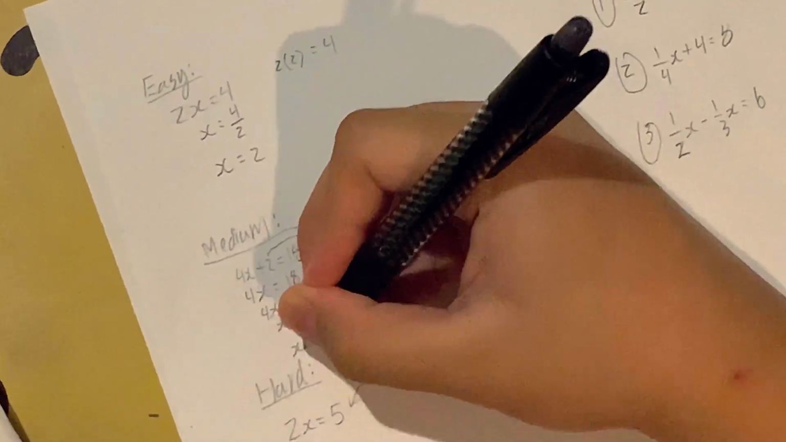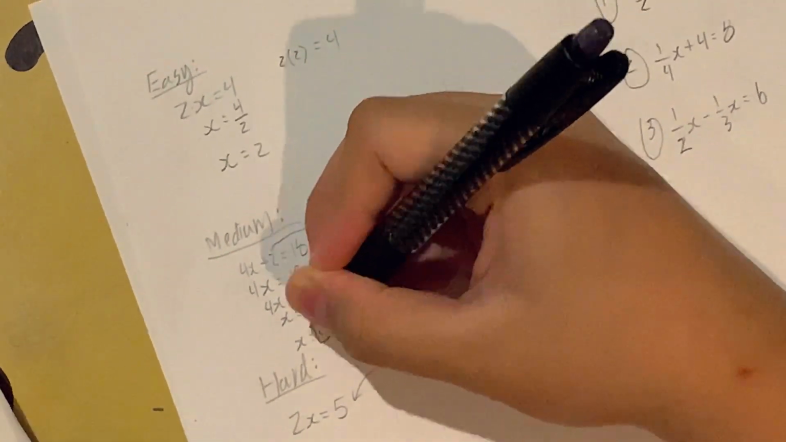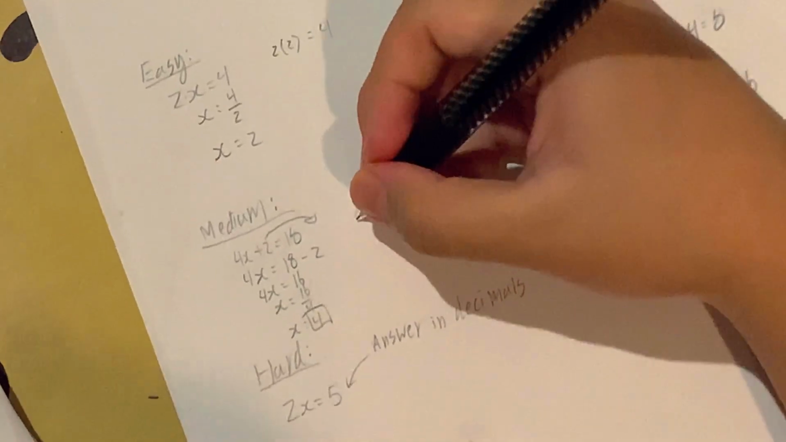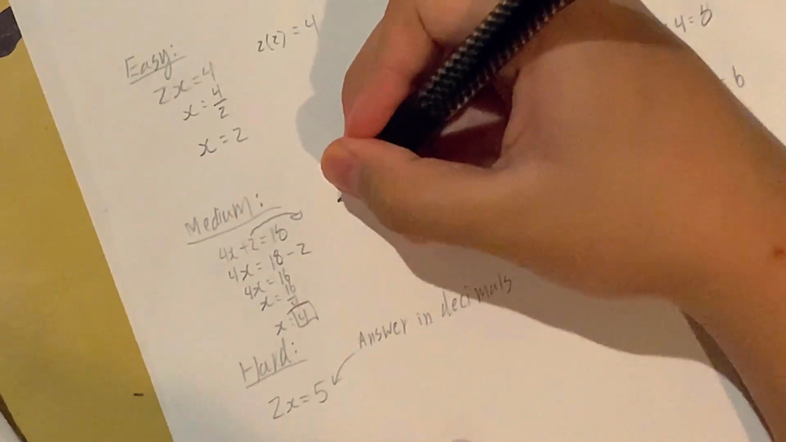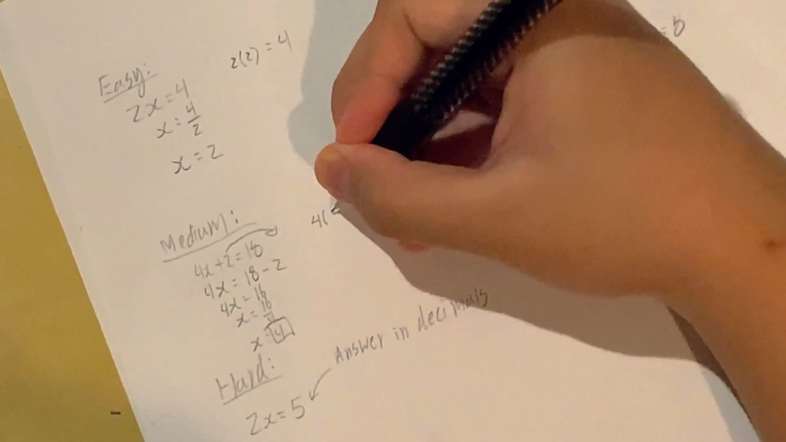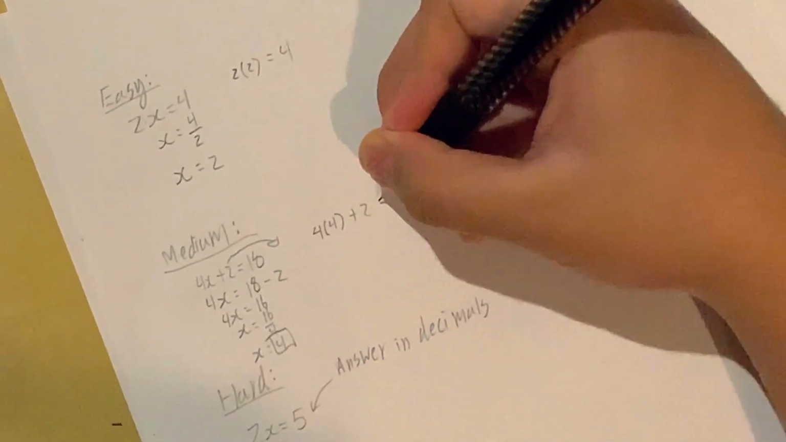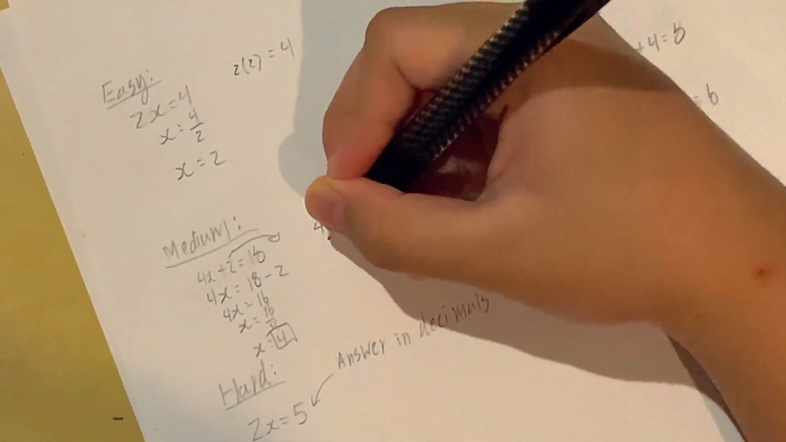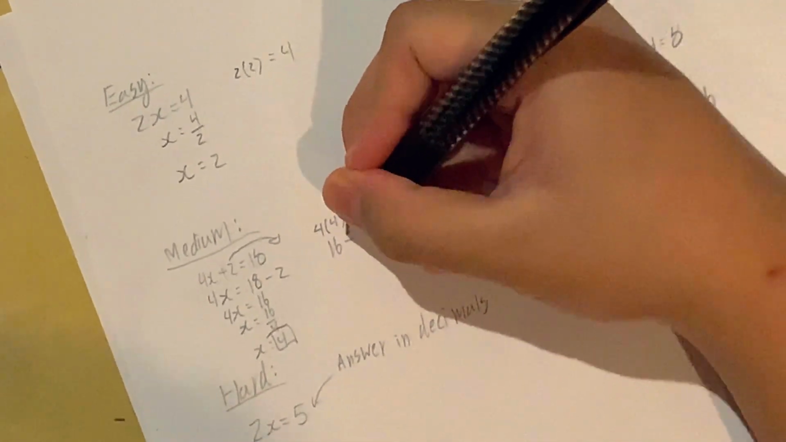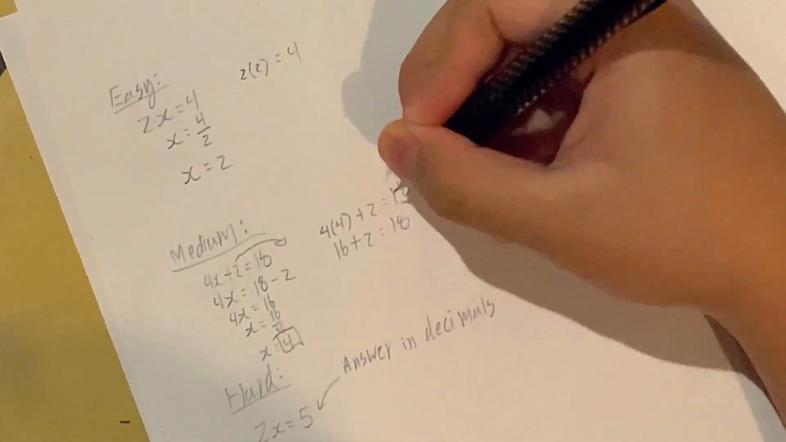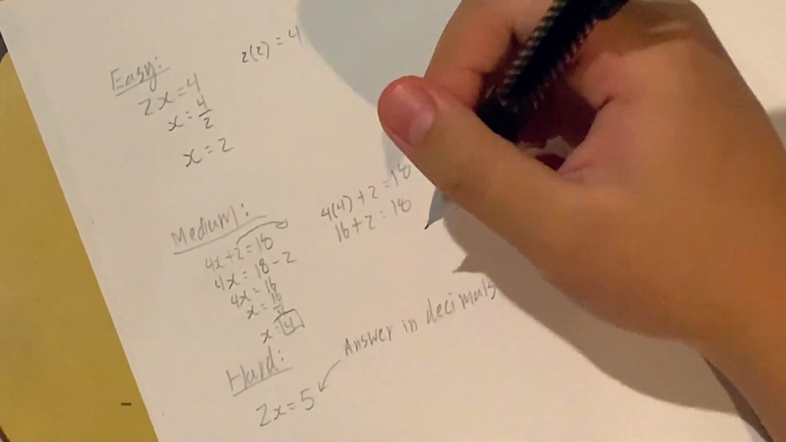The answer is 4. Once again, if you're not confident with your answer, substitute 4. So here 4 times 4 equals 16. So 16 plus 2 equals 18. So yeah, the answer is right.